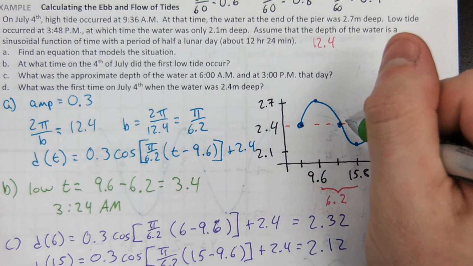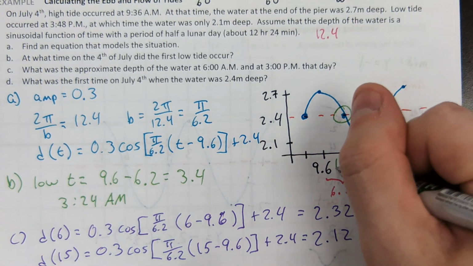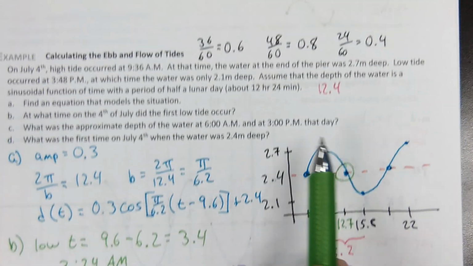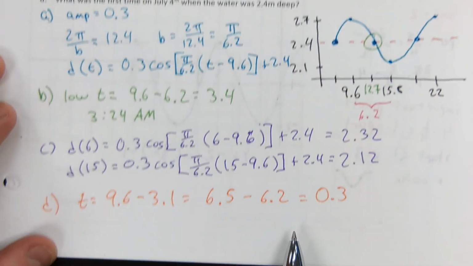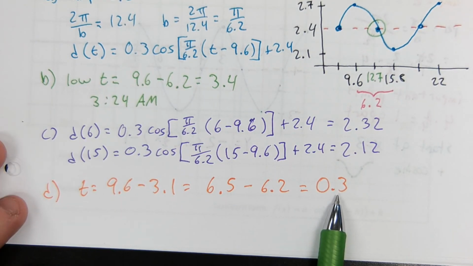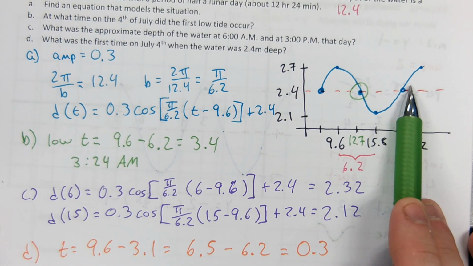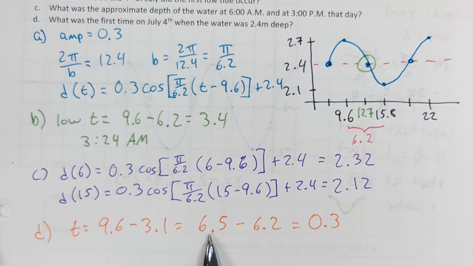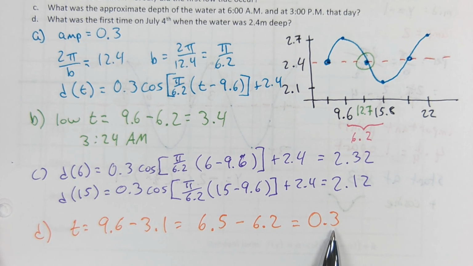Can we agree that right here is 2.4? Can we agree that that time is 12.7? Okay, what's 12.7 minus the period length? 12.7 minus 12.4? Or you could realize that you're going to be at this midline every half a period. Every half a period is 6.2. So because this number was bigger than 6.2, I subtracted 6.2 to find the absolute first time that would occur.